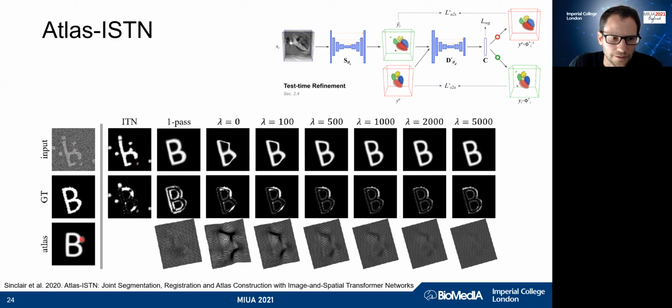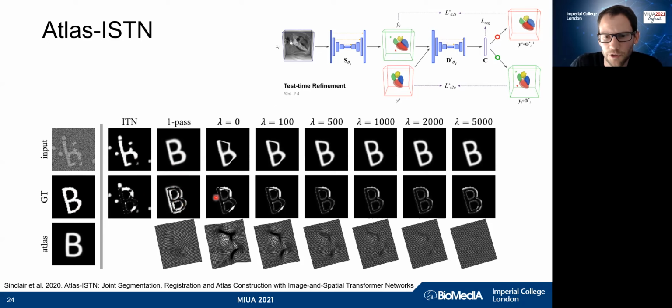Now, the atlas will already, after the one pass through the STN, give us a more anatomically plausible or geometrically plausible segmentation of the letter B, but it will not be super accurate. So if we compare to the ground truth segmentation or the ground truth structure here, these are the difference images between the UNet and the one pass atlas.